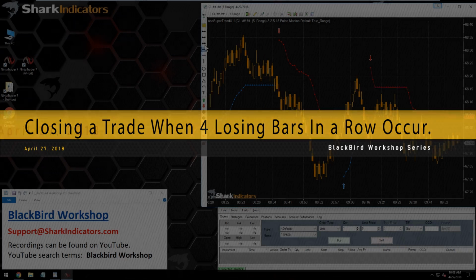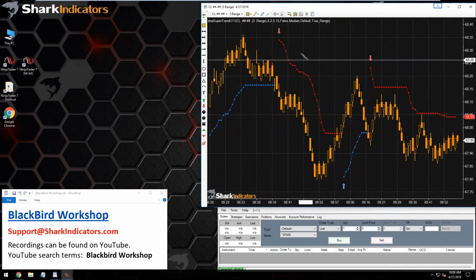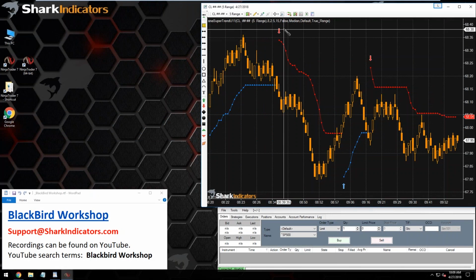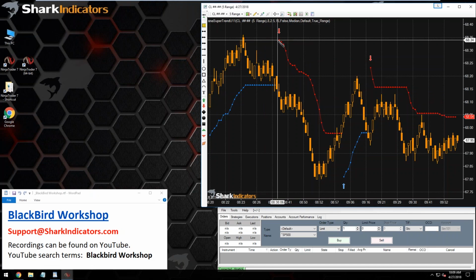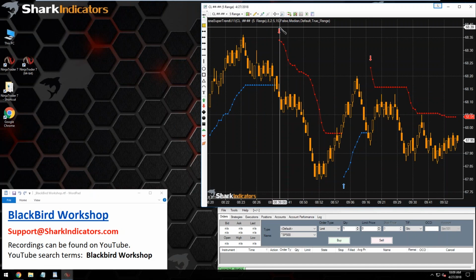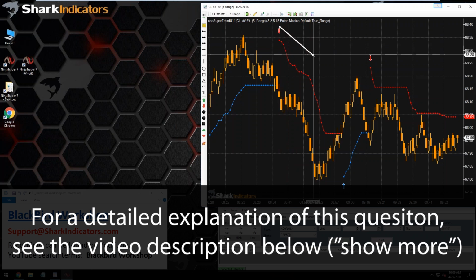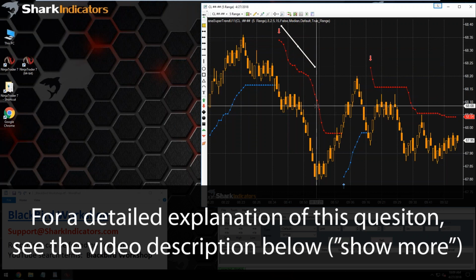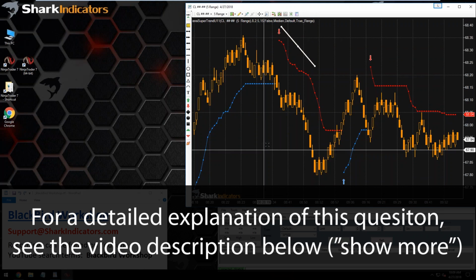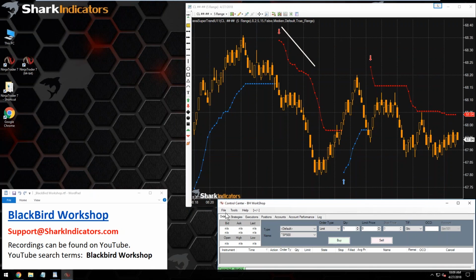All right, so the goal here is to basically trail 1.25 ATRs behind some kind of indicator. So the trailing would be something approximately 1.25 ATRs behind the anaSuperTrend here. All right, so let's get BlackBird up and running on the chart.